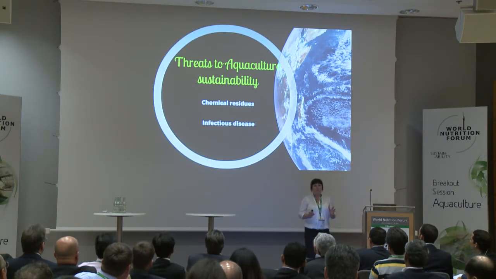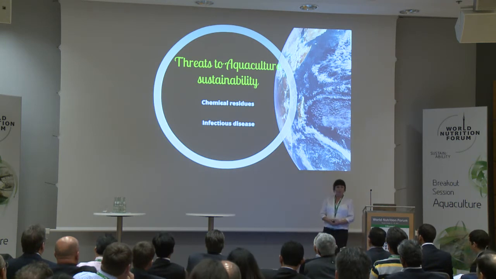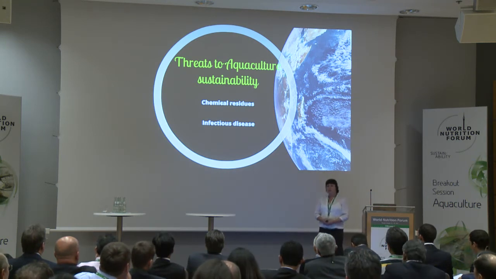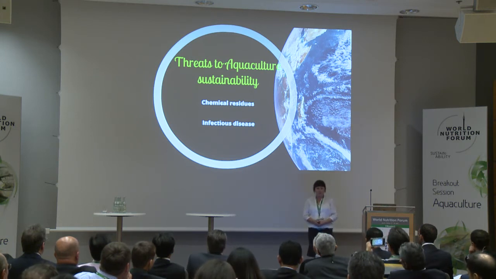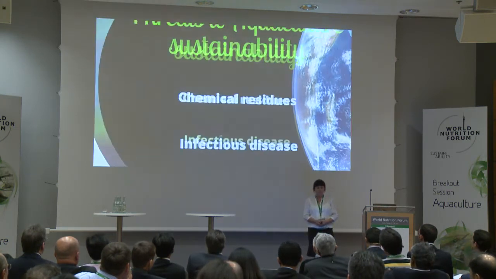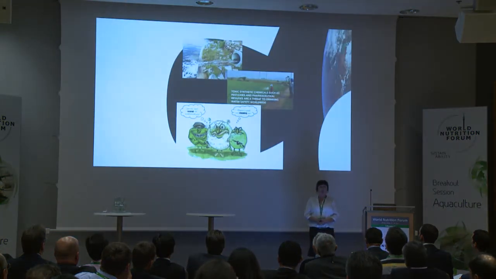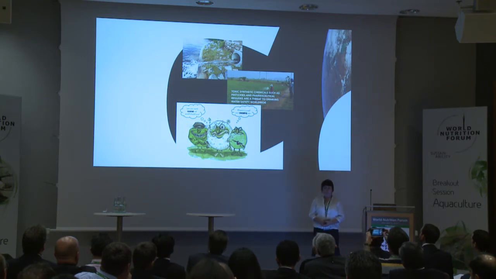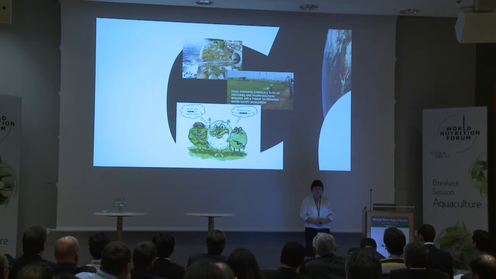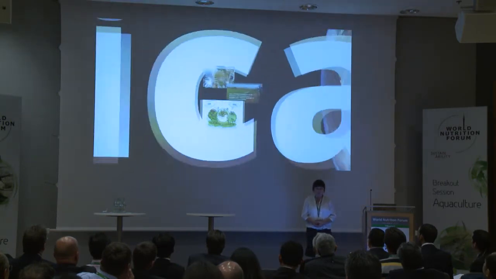Even though there's been a lot of research into aquaculture, not as much as some of the other industries that we've heard about this morning, there are still a number of threats. The major ones, from my perspective anyway, are chemical residues and infectious disease. The major chemical residues that we see are sometimes from effluent, sometimes from agricultural sprays and products, and particularly from antibiotics, which is becoming more and more of a problem as the years go by.